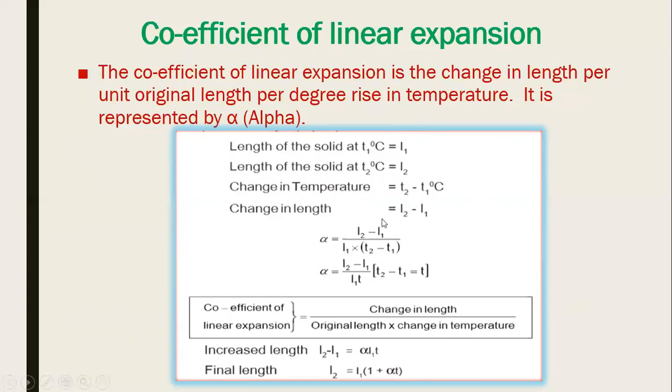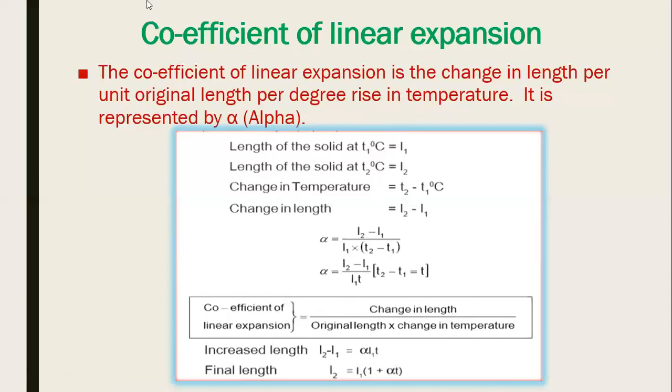What is the definition? Coefficient of linear expansion is equal to change in length per unit original length per degree rise in temperature: L2 minus L1 divided by L1 into T2 minus T1. That is the coefficient of linear expansion. Change in length divided by original length into change in temperature.